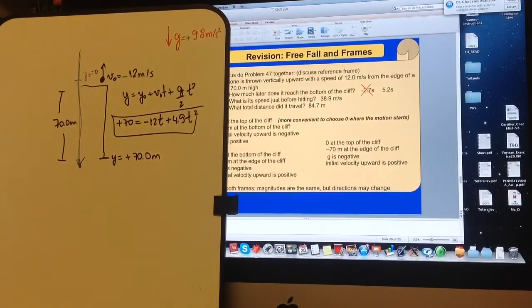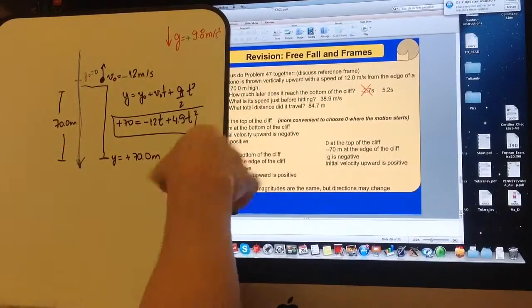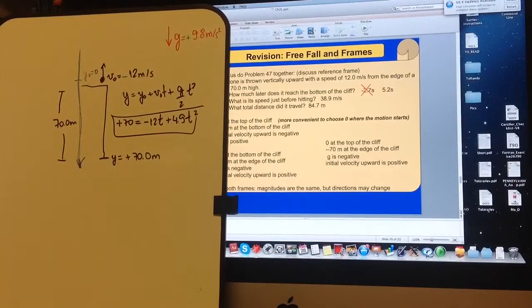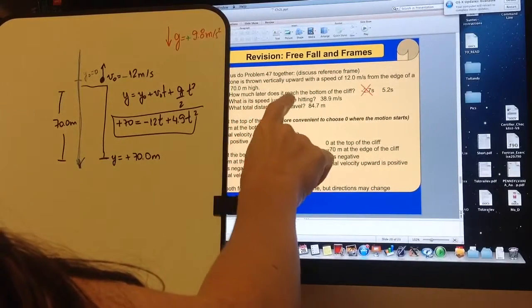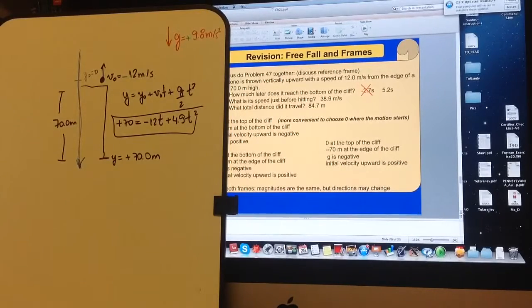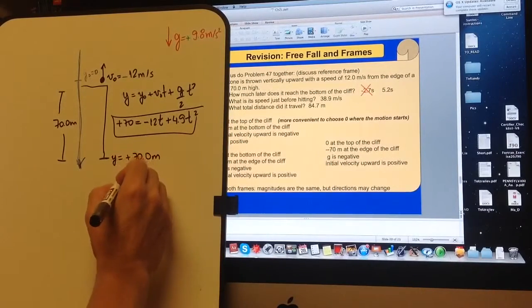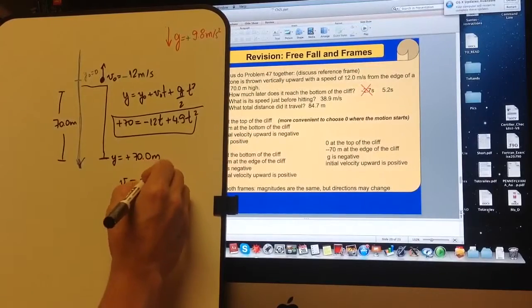Then comes the other question. What is the speed? If they're asking for the speed, they don't really care about the direction, they just want a number. And they want to know the speed just before hitting the ground. If you want speed, let me go for the equation for the velocity.